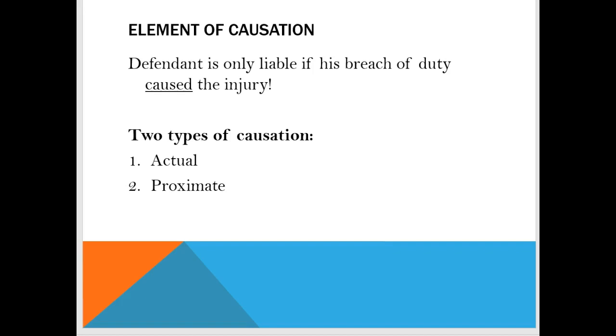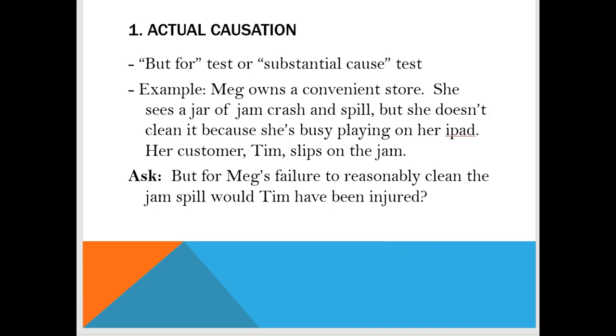So a defendant is only liable if his breach caused the injury. Here's the tricky part. We actually talk about two types of causation, actual and proximate. Actual causation, we call this the but-for test.